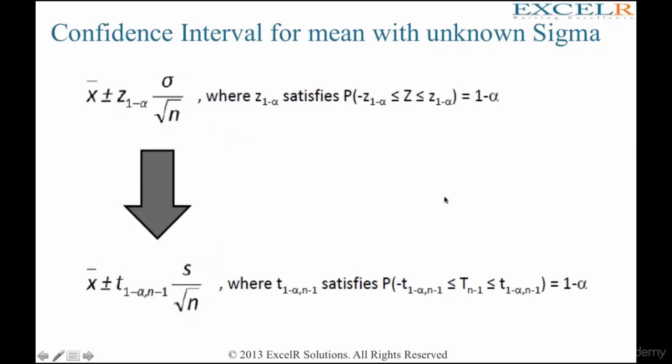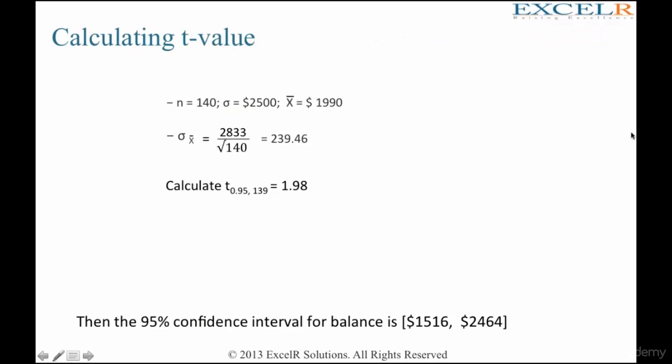All right. Now, let us actually solve that university case study. In that university case study, we are given all these values: the sample size is 140, sigma for the sample is $2,500, the average happens to be $1,990, and s was for the sample, right? Sample standard deviation. That was given as $2,800. Sorry, $2,833.